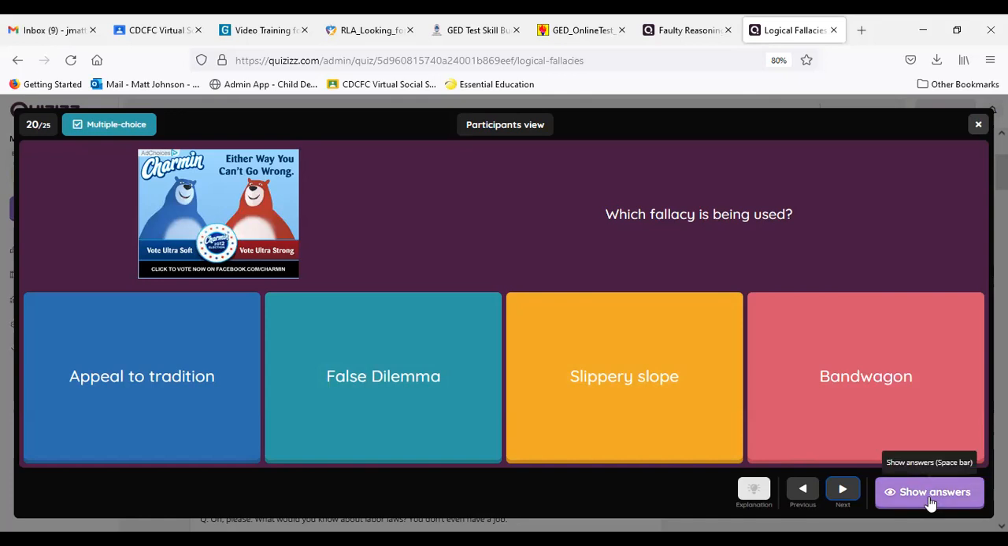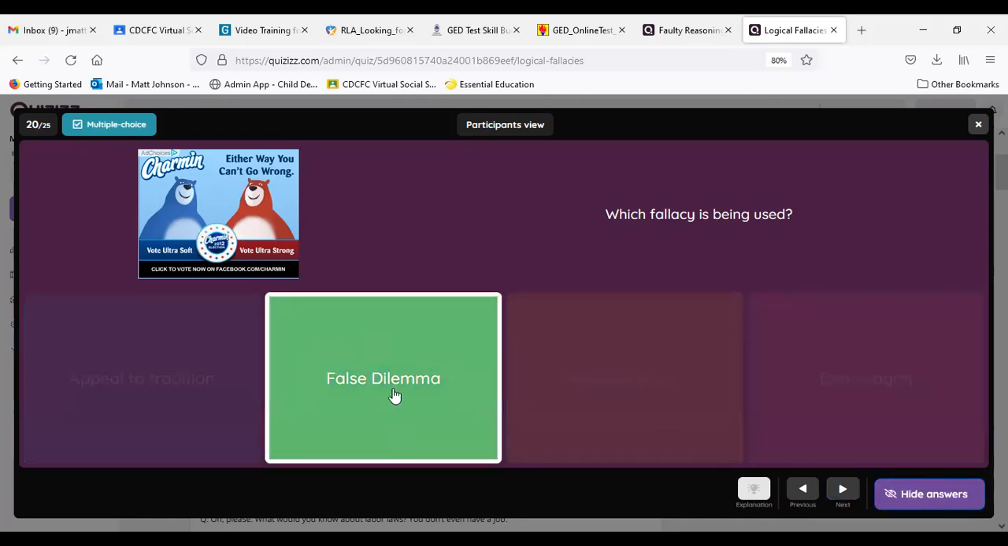Let me see. Yeah. So here, when they say false dilemma, it's the same thing as false dichotomy, where they're basically saying it's either this or that. Either way, you can't go wrong. Charmin, vote ultra soft or vote ultra strong. So putting that idea that there's only two choices, that I'm only going to use Charmin toilet paper and only ultra soft or ultra strong.